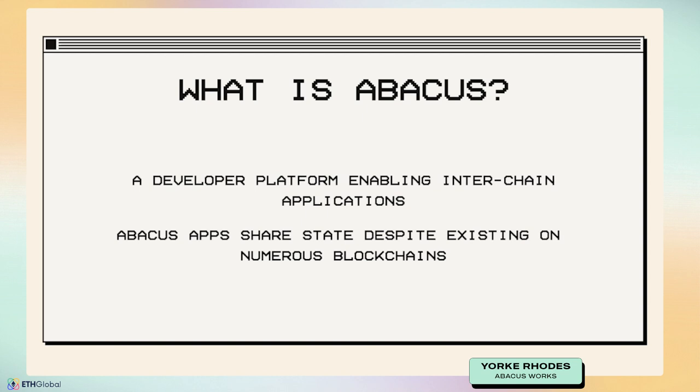Abacus is primarily a developer tool and platform that enables you guys to build interchain applications. Now, you may have heard this term thrown around a lot, interchain applications. In traditional decentralized applications, a smart contract system exists on a single blockchain. An Abacus application, which is an interchain application, exists on many blockchains simultaneously. And there's what we call a shared state model that these applications are architected in, which solves many problems with the kind of monolithic architecture that most decentralized applications have employed in the ecosystem thus far.